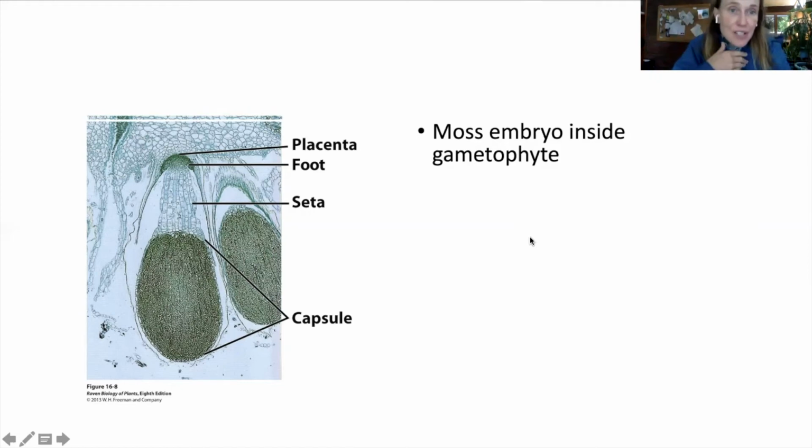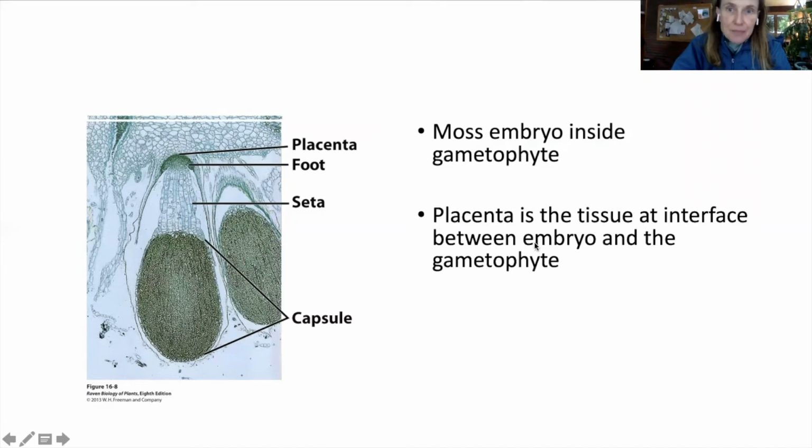And this is a cross-section through an archegonium, but the embryo is highly developed, and you can actually see the whole baby plant. The embryo is developing inside of the gametophyte. You can see the foot, the seta, which is the stalk. You can see the capsule, that's going to be the sporangium. But you can also see the placenta, and that brings us to matrotrophy, right? The fact that these plants actually nurture their embryos.